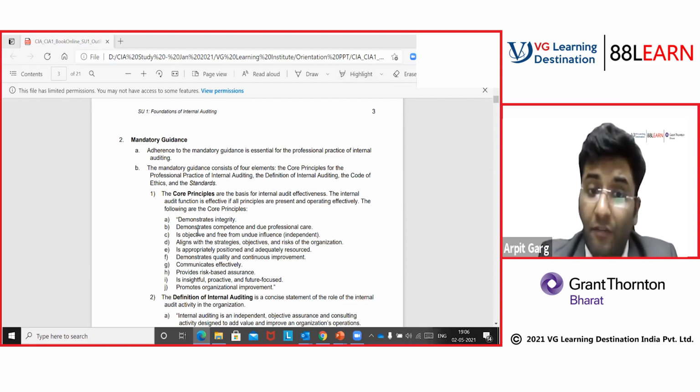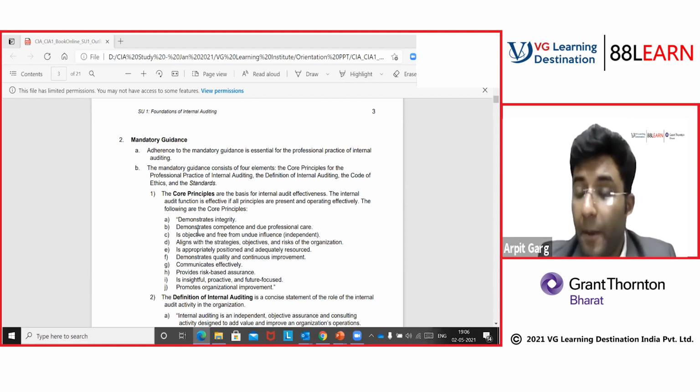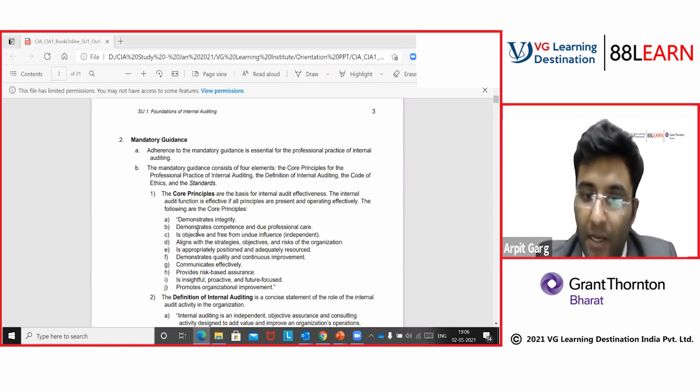Objective and free from undue influence. We should be independent in whatever we are doing. We should be objective. We should not perform as internal auditors anything which is under the influence of senior management, or where we violate the objectivity, or where we violate the independence.